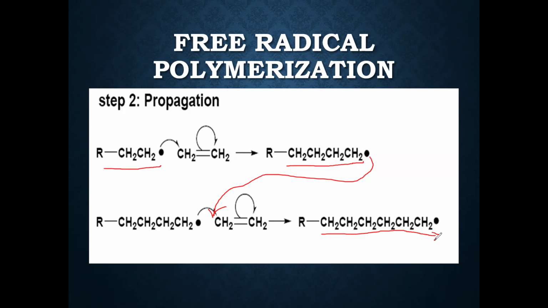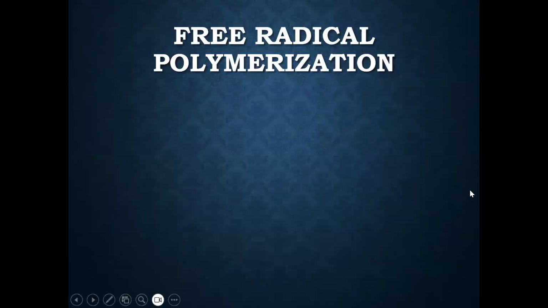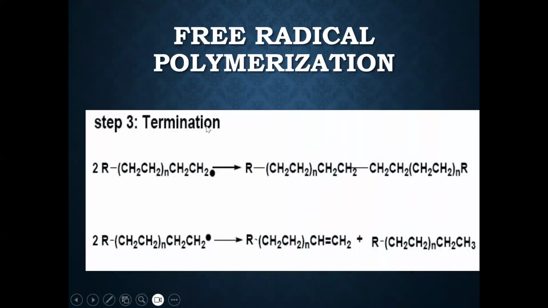Will the chain keep growing all the time, forever? That's impossible because we have to control the length of the polymer. So after propagation, after we reach the required length of the polymers, a termination takes place. The last step is termination, and in this termination we have to stop the active site of the growing polymer.